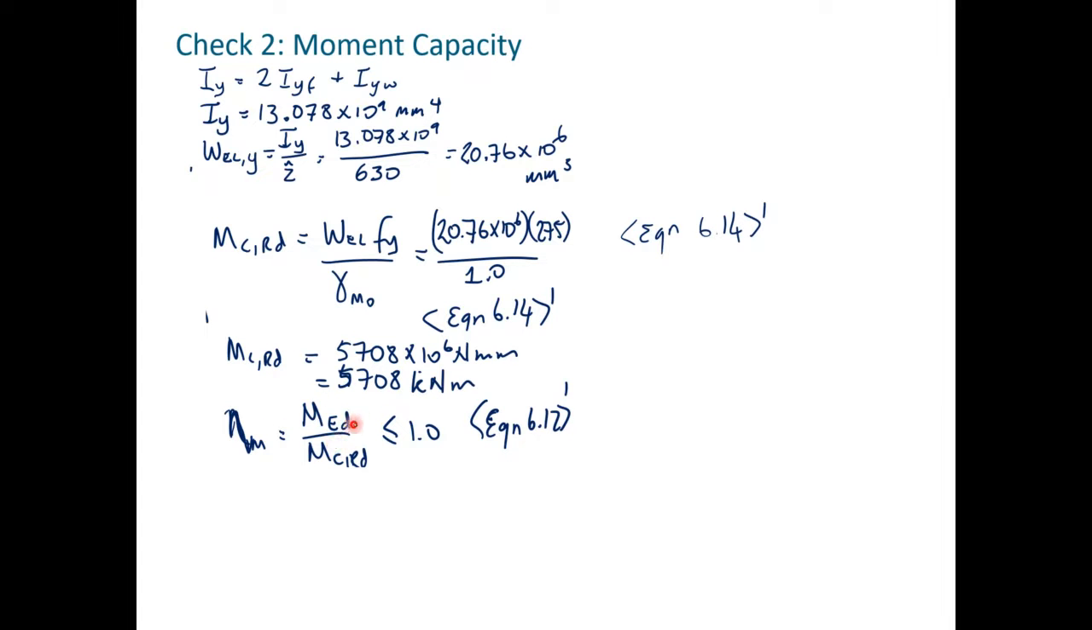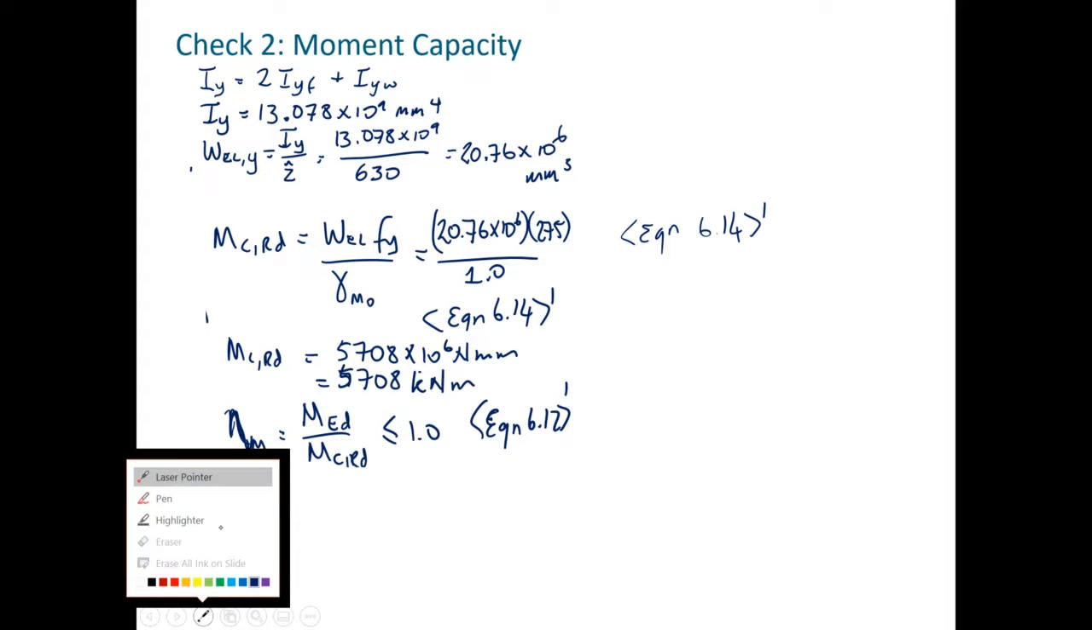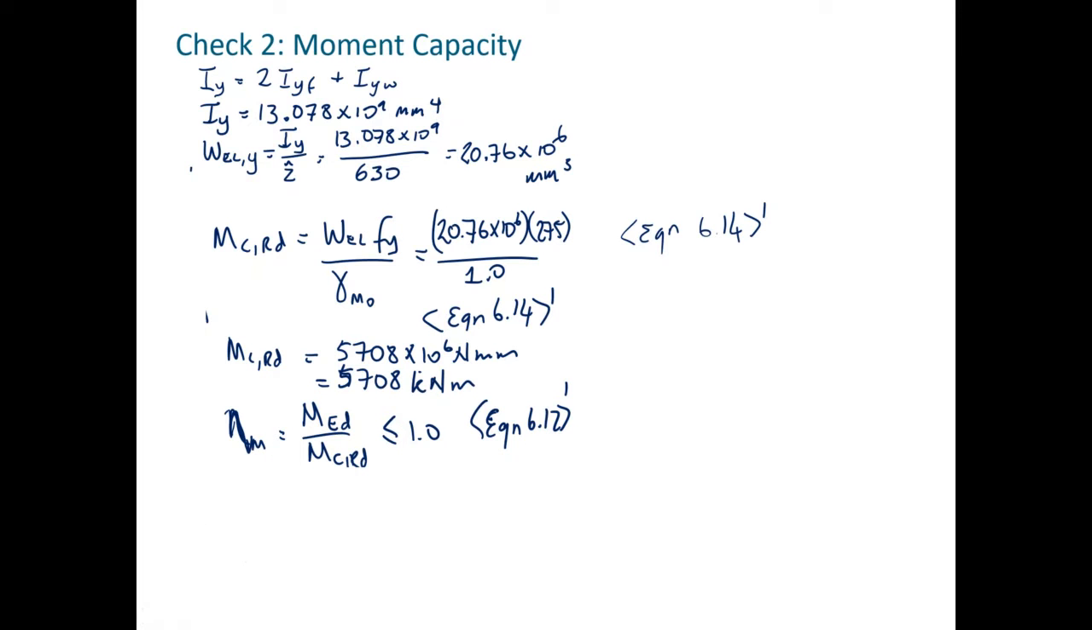What has changed for example 2 is we've got a bigger moment in there, so we look at the moment versus the capacity, having to keep that less than or equal to 1. That's according to equation 6.12. So what do we just work out the moment as? 5250 kilonewton meters. That's the demand divided by the capacity, 5708 kilonewton meters. So that's the demand divided by the capacity, and that's equal to 0.92. So 92% utilization, which is less than or equal to 1. So that implies it's okay.